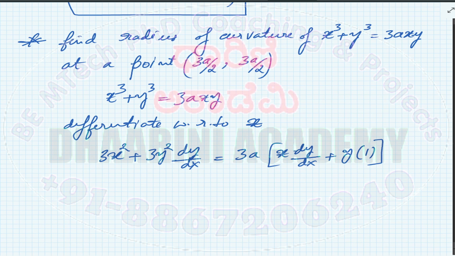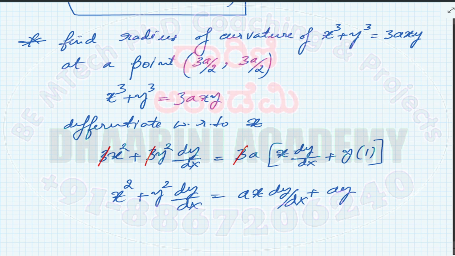Okay, now I can see that the 3 which is there in each of the terms gets cancelled. 3, 3, 3, it's gone. Now in the next step, let's bring the terms containing dy by dx to the same side. Let's expand and write first before we bring it to the same side. So x square plus y square dy by dx is equal to ax dy by dx plus ay.